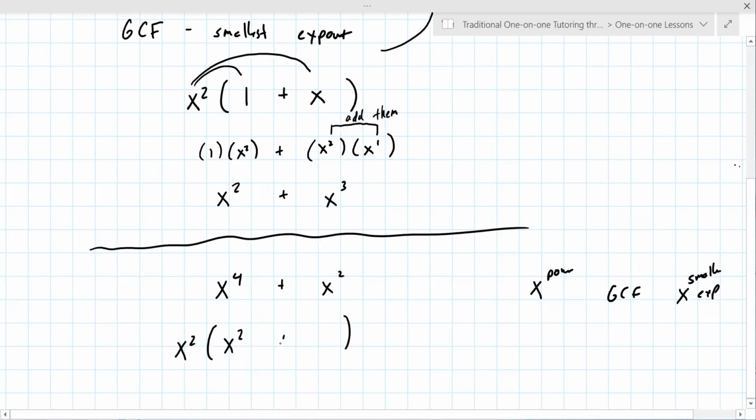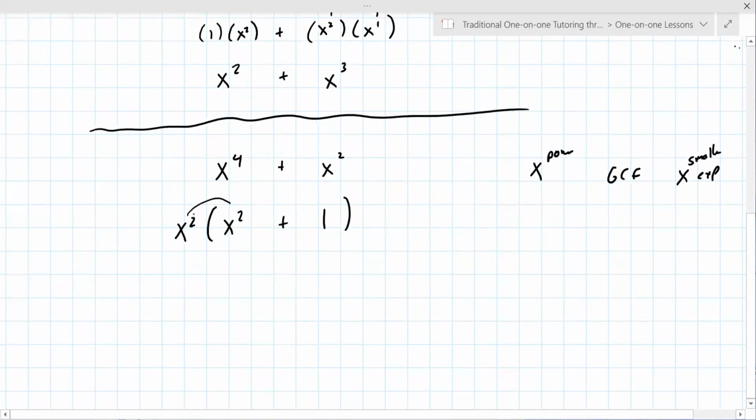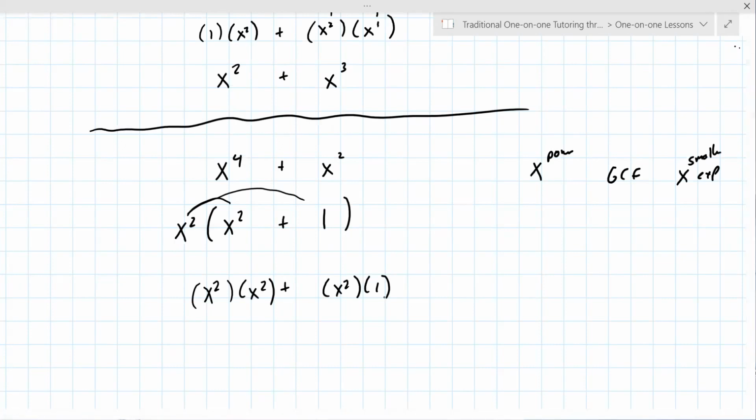So I'm going to write the answer again. We'll talk about why it's the answer, but what you have to be able to do is figure out what goes in the parentheses. That's what we're going to spend a lot of time on. So let's confirm that this is correct. We multiply x squared by x squared and then x squared by 1. So it's x squared times x squared plus x squared times 1. That becomes x to the 4th because 2 plus 2 is 4, and then that becomes x squared.